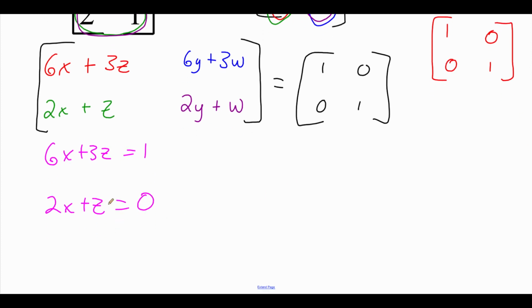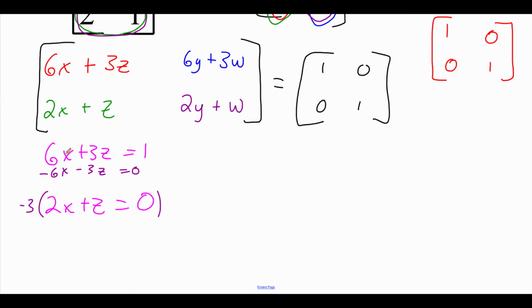Now we're going to try to solve this system of equations to figure out what our x and our z values should be. And I'm going to do this using elimination. And I'm going to focus on the x's. So with that top equation, we've got 6x's. So in order to cancel that out, we would need negative 6x's. So I'm going to take this second equation here and multiply by negative 3. So that should give me negative 6x minus 3z equals 0.